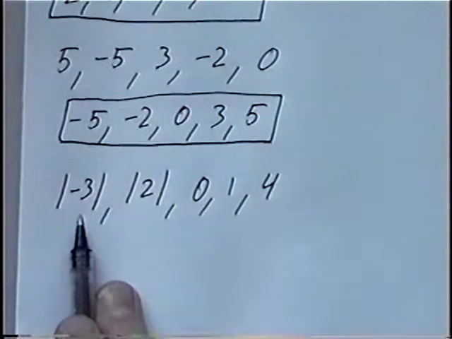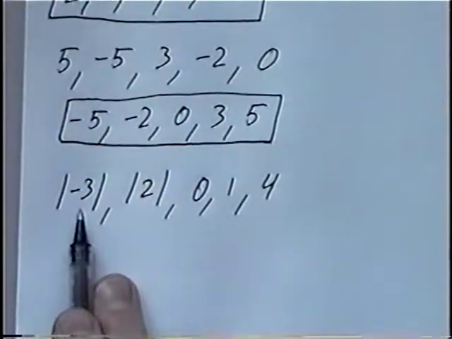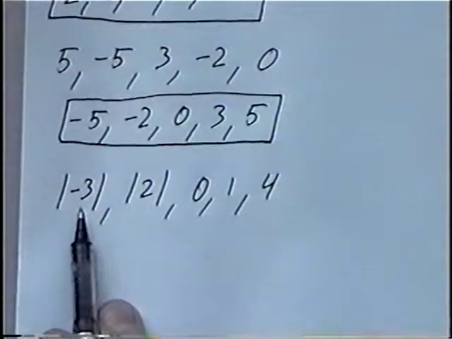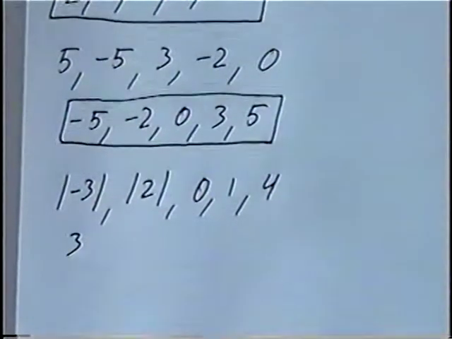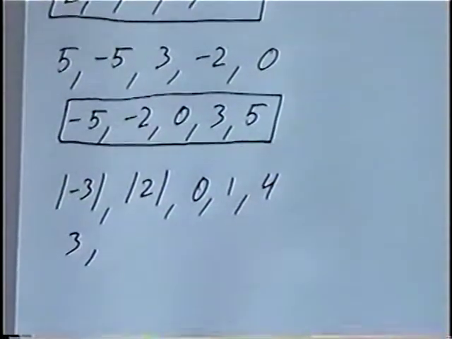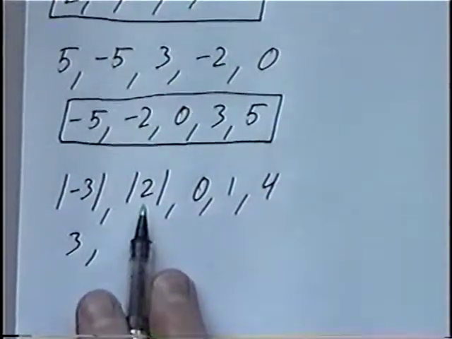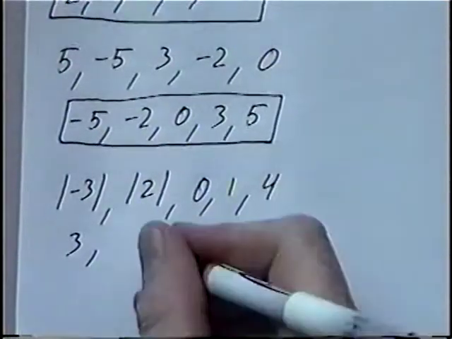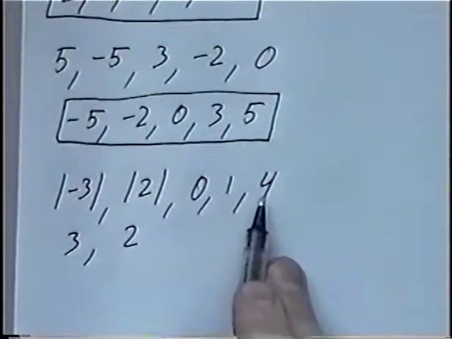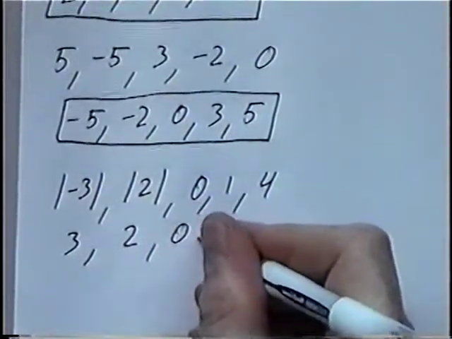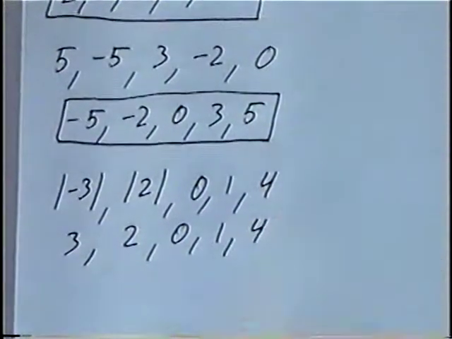To find the absolute value of a number, whatever the number is, you make that number positive. So absolute value of -3, change it to positive, and that would be +3. Absolute value of +2, if the number is already positive, it stays positive. Just take the absolute value signs off. And the other 3 numbers I'll rewrite: 0, 1, and 4.